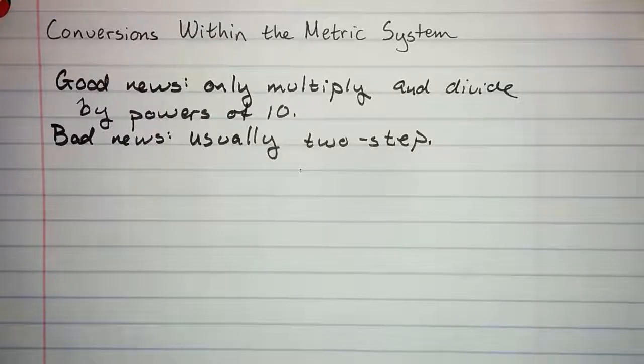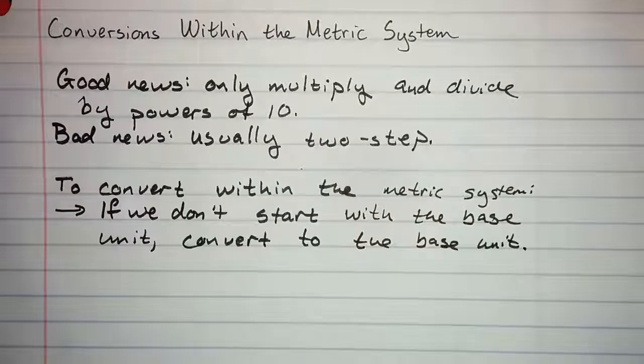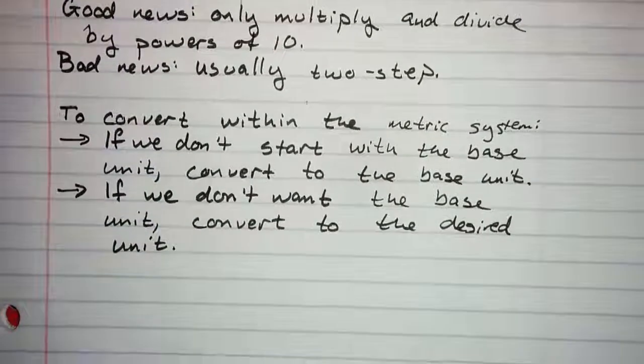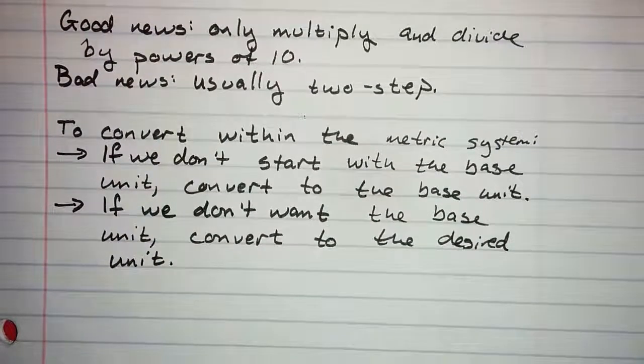So, to convert within the metric system, we will first, if we don't start with the base unit, convert to the base unit. If we do start with the base unit, of course, there's no work in this step. Then, if we don't want the base unit, we'll convert to whatever unit it is that we do want. So let's see an example of this.